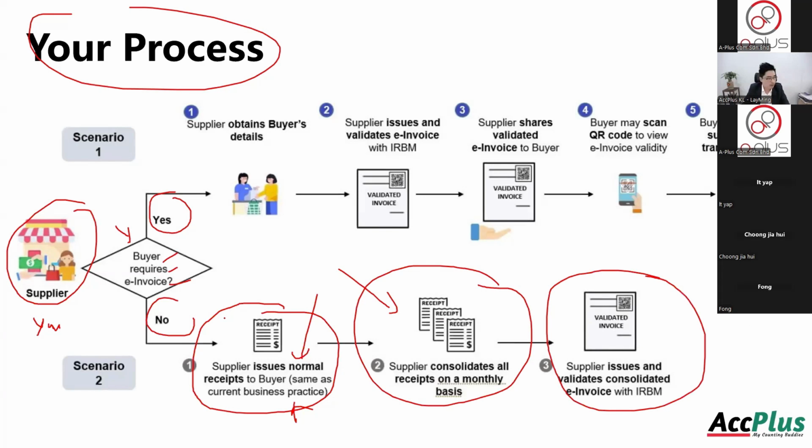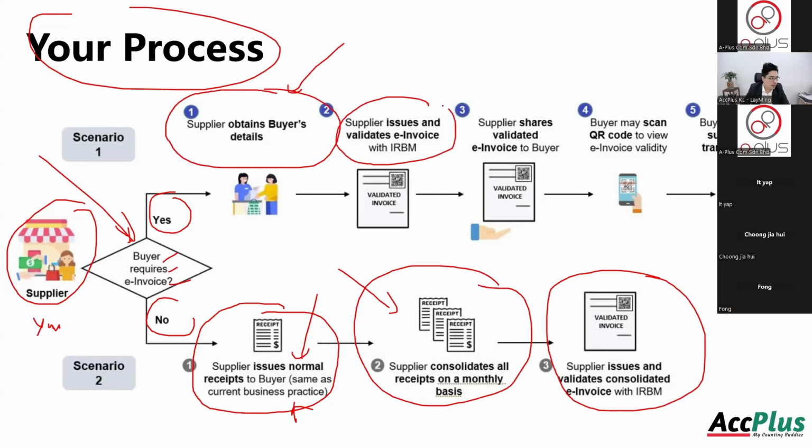End of the story. But in case your customer, your buyer, requests the e-invoice, maybe because they are doing business and want to claim the tax from income tax, then you have to obtain the buyer details, issue and validate the e-invoice with the IRB, and send the e-invoice to your buyer. The buyer can validate it. After all the information is ready and verified by the IRB, the buyer will use the invoice received from you for tax purposes.